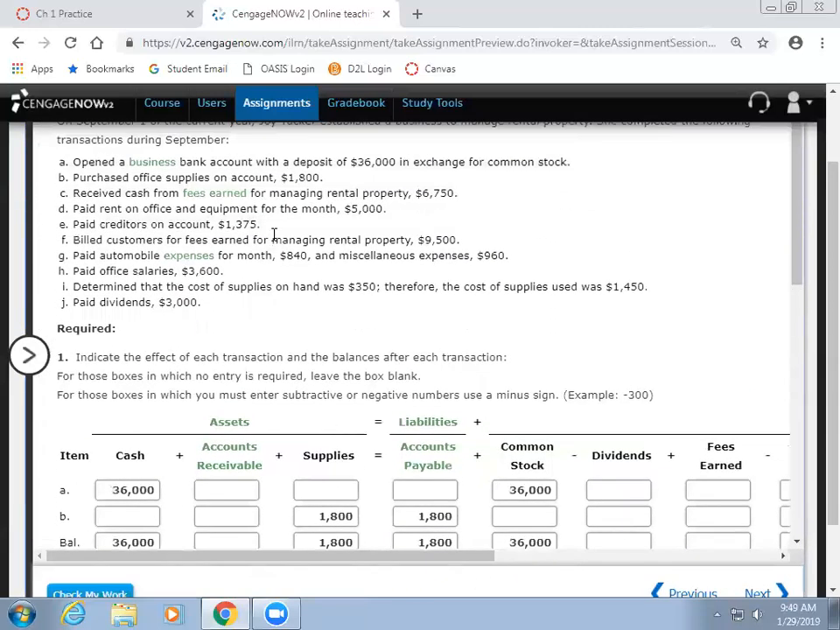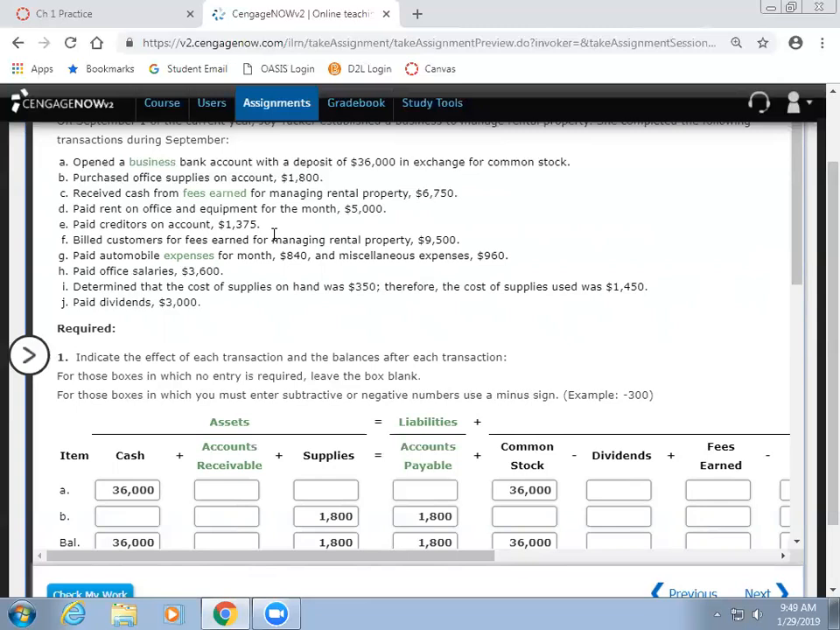Okay, now we're ready for E. So in E, we paid creditors on account $1,375. So we're paying towards, they're not explicit here, but basically we're paying what we owed for those supplies. We purchased supplies on account in item B for $1,800. Now we're paying towards that. We're not paying the full amount, but we're paying off some of what we owe in supplies.